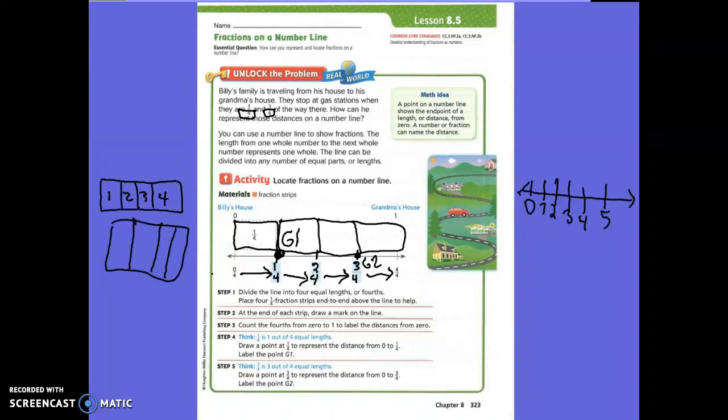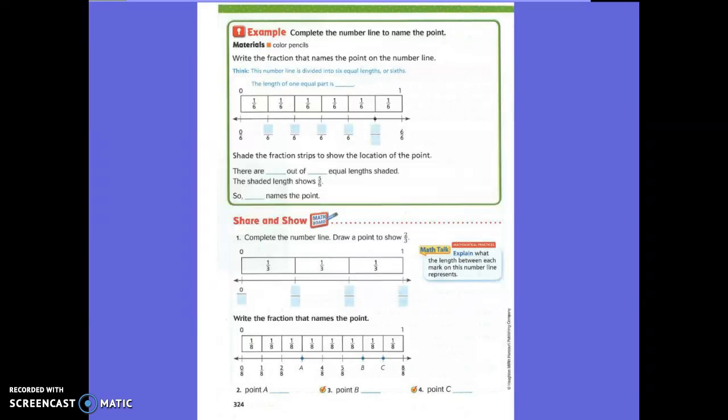All right, so we have. Now I do want to show you. I'm going to turn the video off because I want to show you this number line. All right. Now, boys and girls, it wants us to complete the number line to name the point. It says you need colored pencils, which I can let you have. Write the fraction that names the point on the number line. We may not need colored pencils actually right now. We can probably just use our own pencil.